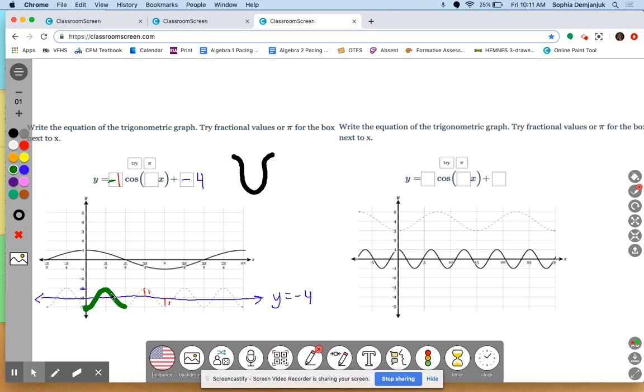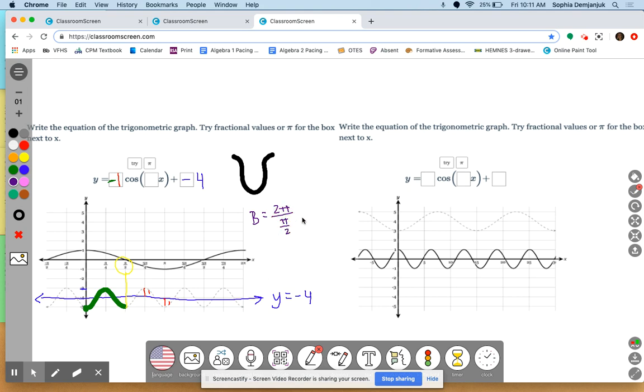And how long did it take me to complete that U shape going from one minimum to another minimum? I can trace up and see that it took me until pi over 2. So I'm going to find my b by doing my formula 2 pi divided by the period, which was pi over 2.